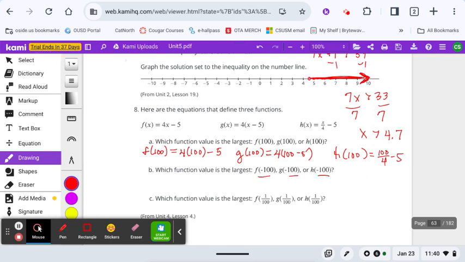Plugging in -100. Do it again with a -100. Which one is the greatest? Plugging in 1 over 100 or plugging in 0.01. Which one is the greatest when you put that in? So this one's going to require a lot of work. Show me all those solutions and then show me which one is the largest of the 3 for each one.